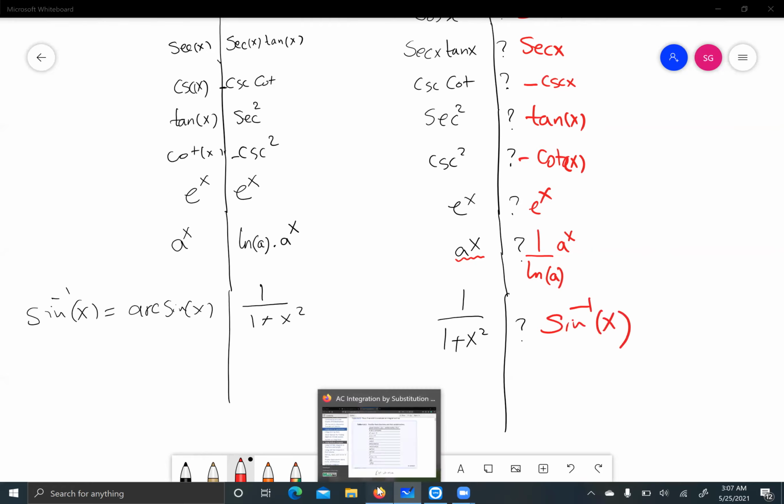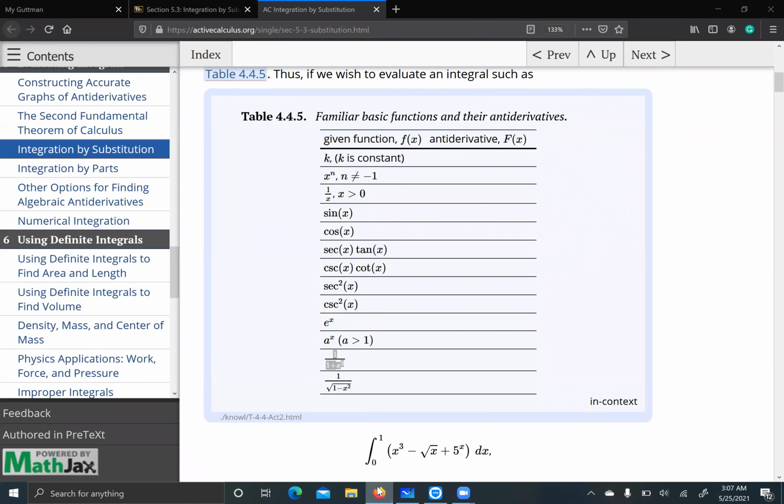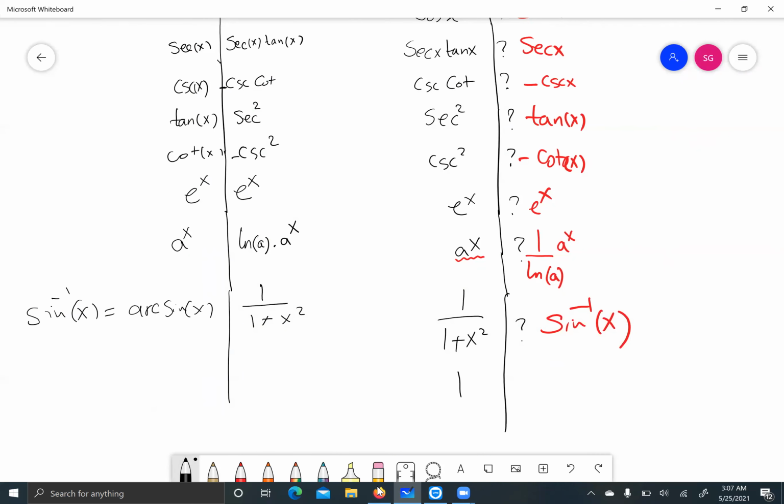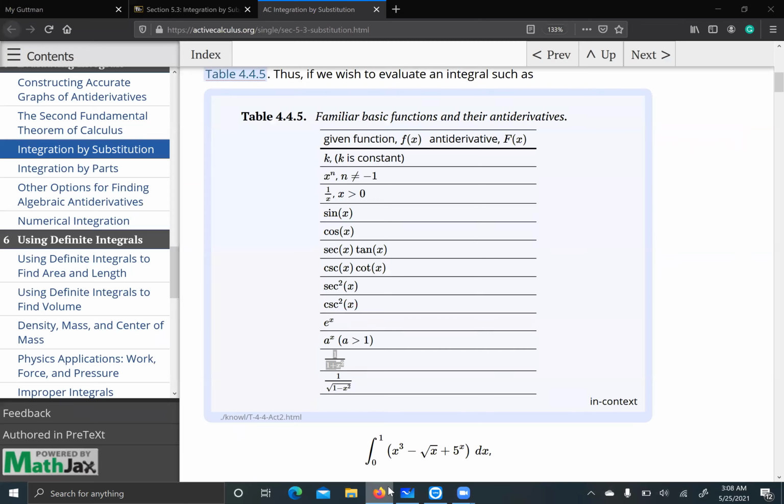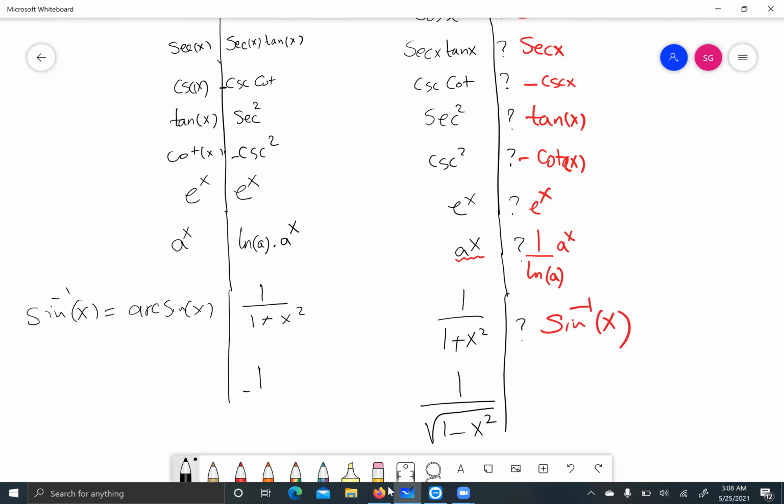And the last one, 1 over square root of 1 minus x squared. So this is the derivative of arc sine. Do you remember arc sine, or sine inverse, any notation that you like? The inverse of sine function. The derivative is this, so this is going to be sine inverse.